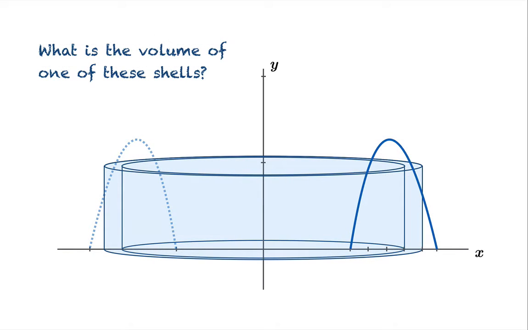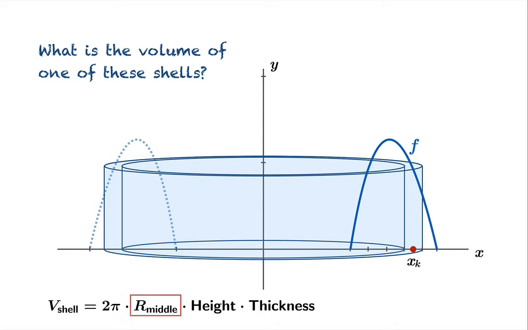What's the volume of just one of these shells? So let's concentrate on one of the shells we're using here. So remember our function, let's call it f, and we've got one particular argument that'll show up in the Riemann sum. So let's say it's the midpoint of that subsegment, and we know that the volume of a shell is 2 pi times the middle radius times the height times the thickness. Well, what's the middle radius? In our picture, it's pretty clear that the middle radius is simply xk. So there's our middle radius.